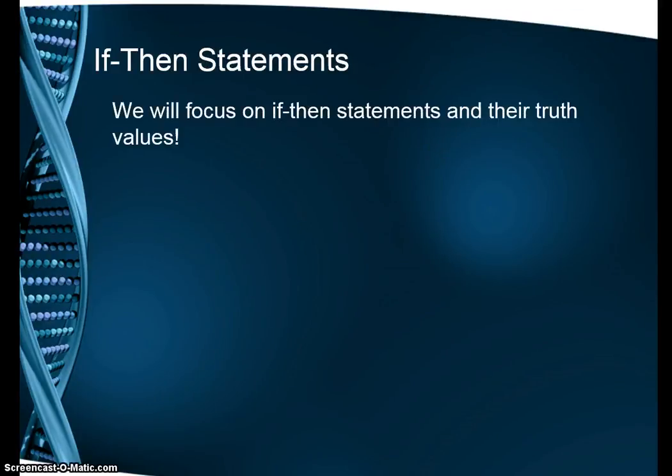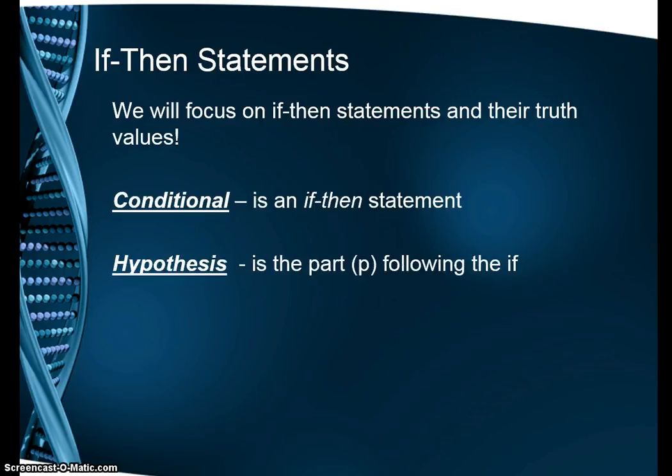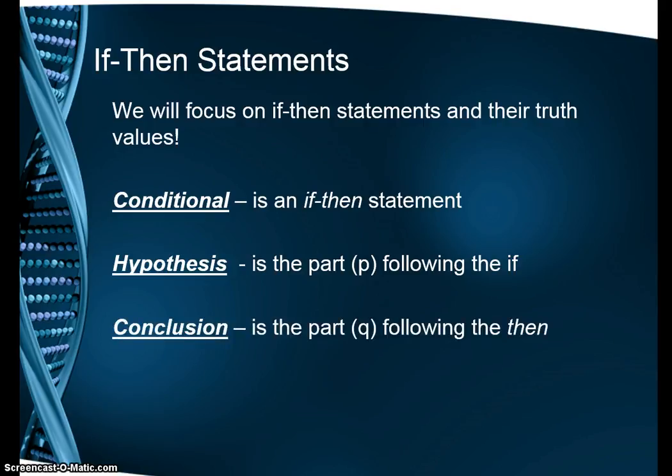These are if-then statements. And we're going to really be talking about their truth values. So a conditional statement is an if-then statement. Okay, it comes with two parts. The first part is called the hypothesis. It is the part, or P, following the if. The second part of our conditional statement is the conclusion. It is the part where we usually call it Q, following the then.